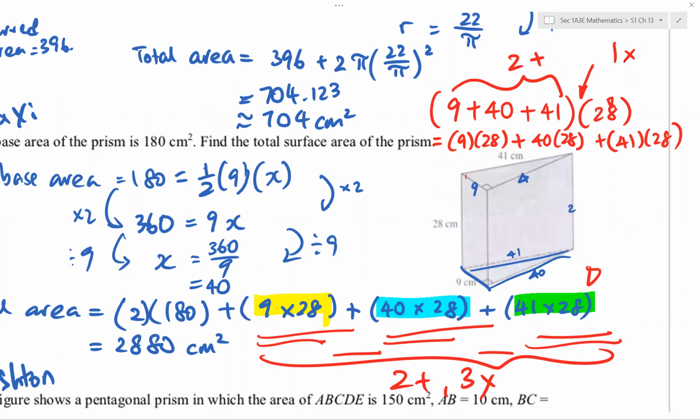Can you see? So your method is not wrong. But the faster way is perimeter of base area times perpendicular height. Okay, next.